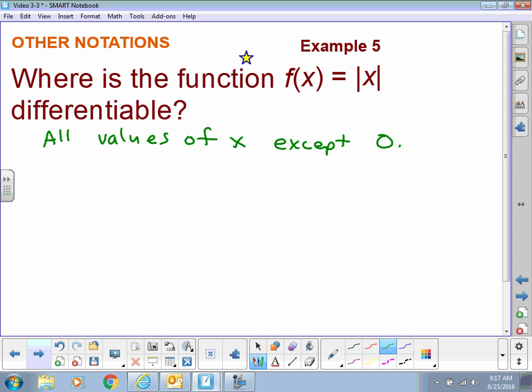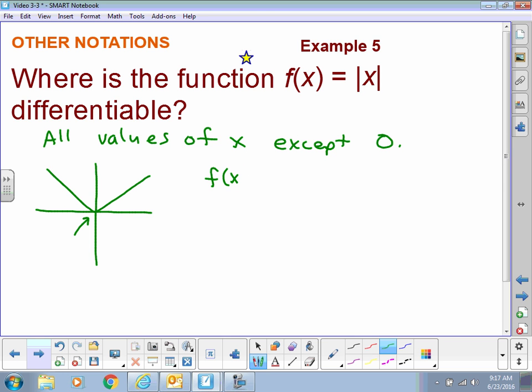So if you just think about this graphically, if we were doing our derivative at 0, because remember the derivative has a limit in it, so therefore the left-hand limit would have to equal the right-hand limit. Well, your slope from the left is -1. Your slope from the right is +1. Therefore, it's not going to work out. And we're going to show you this algebraically.